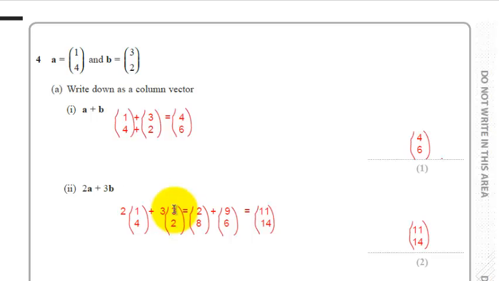3 lots of the vector (3, 2), the same principle applies, and you get (9, 6). 3 3s are 9, 3 2s are 6. Adding these vectors together, 2 plus 9 is 11, 8 plus 6 is 14. So the vector 2A plus 3B is moving you 11 squares to the right, or 11 units to the right, and 14 units up.